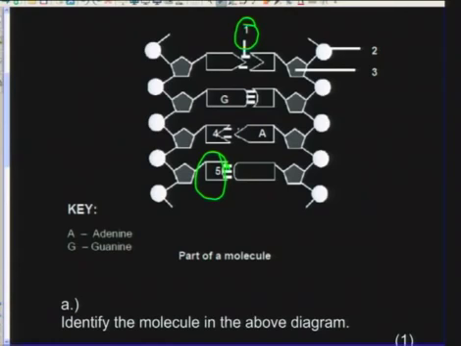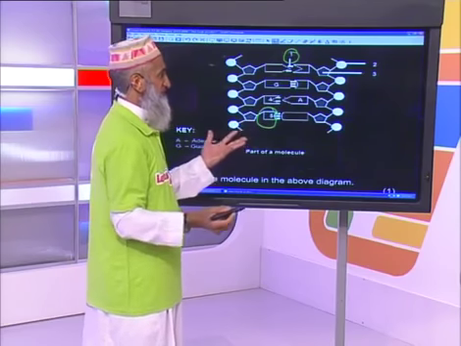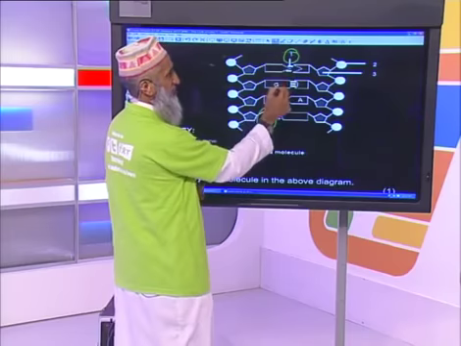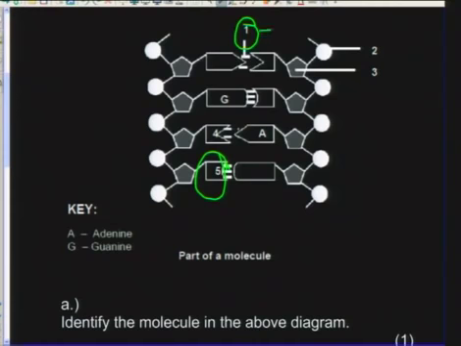How do I know this? What do I do? I'll come back to that. Let's do 1 first. 1 is easy, it's the bonds. So this is the weak hydrogen bonds.